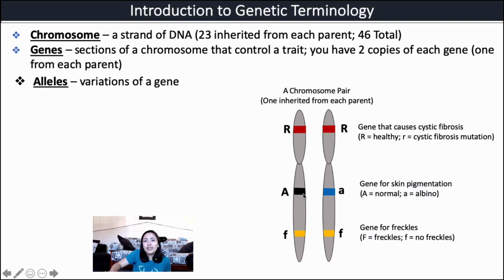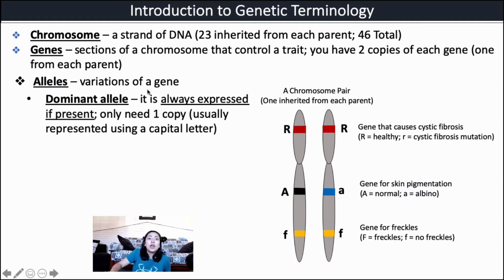However, one of these copies would cause you to have normal skin pigmentation, whereas the gene that you inherited from the other parent would actually contain the gene for albinism. And so you can see that there are variations in these genes that you could inherit. There are two major variations of a gene that can be inherited. One is called a dominant allele, and that is because if you inherit that variation of the gene, it will always be expressed if it's present. So you only need one copy of that allele to express that trait.